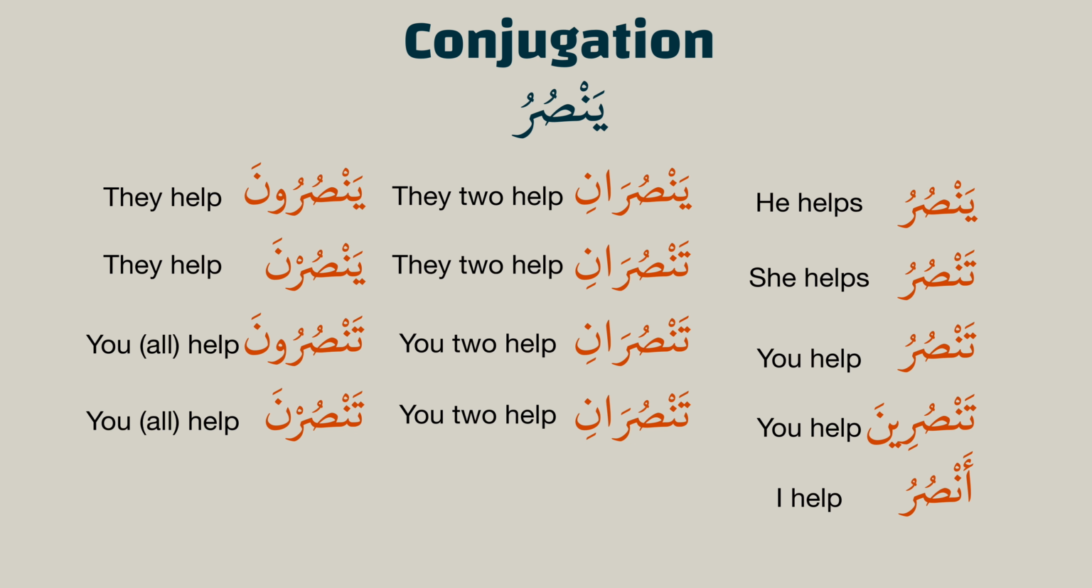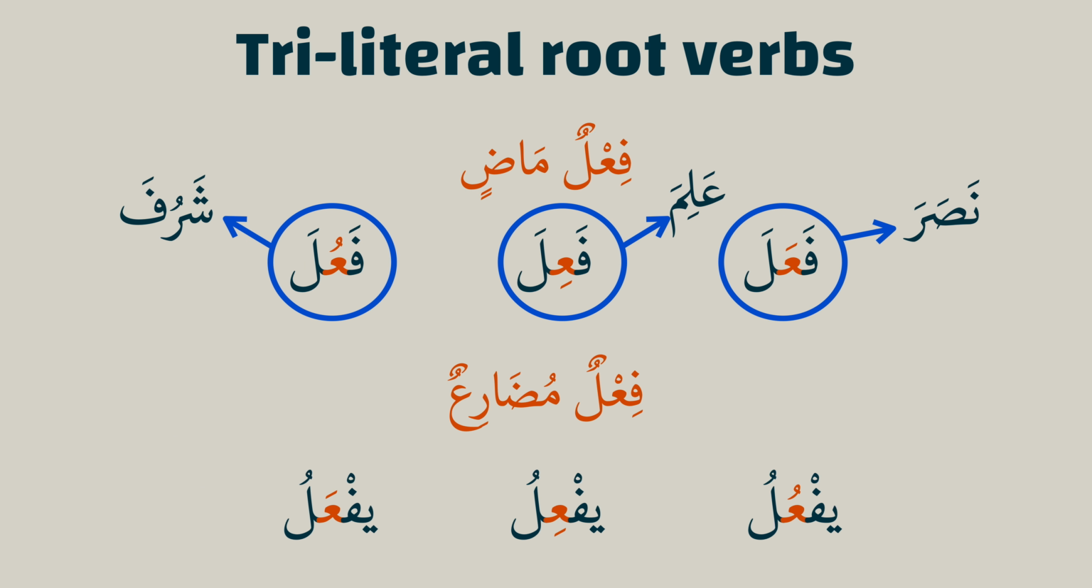أنصر, I help. ننصر, we too help. And ننصر, we help. So this is how verbs on the pattern يفعل are conjugated, and we conjugated the verb ينصر on it. Now let's take the second pattern, which is يفعل with a kasrah below its middle radical.